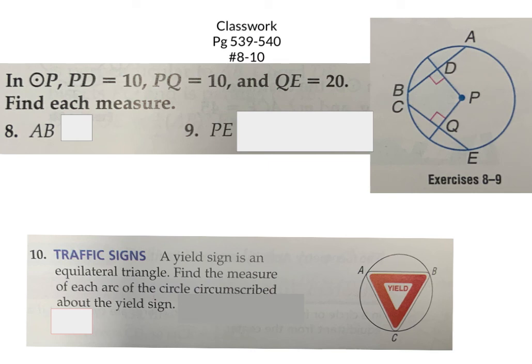From A to B should be double the length from Q to E, which is 40. Yes, sir. PE is Pythagorean theorem. 10 squared plus 5 squared, if rounded to the nearest tenth, is 22.4 actually. They rounded to 2 places.